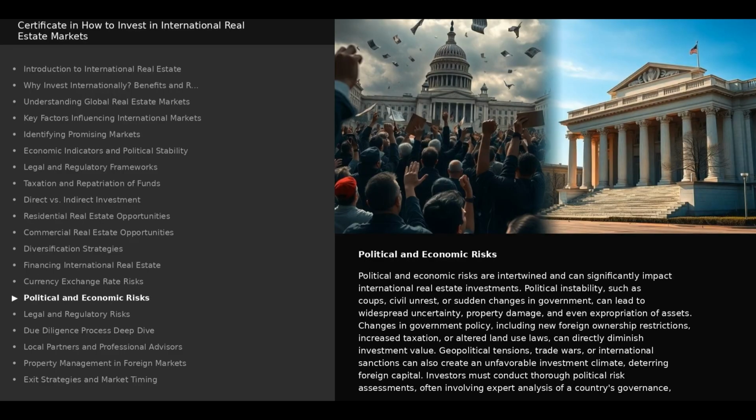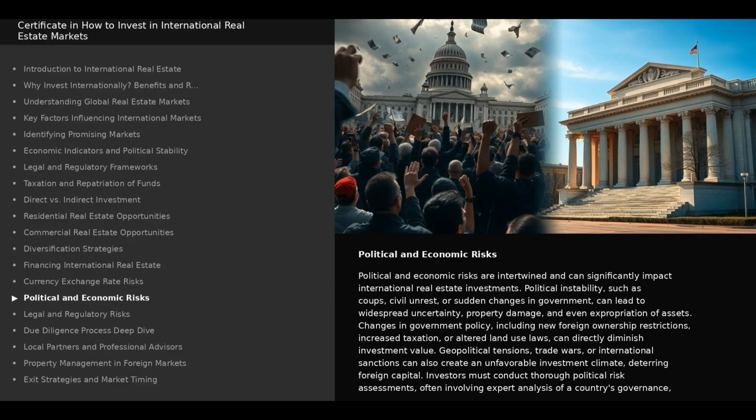Political and economic risks are intertwined and can significantly impact international real estate investments. Political instability, such as coups, civil unrest, or sudden changes in government, can lead to widespread uncertainty, property damage, and even expropriation of assets. Changes in government policy, including new foreign ownership restrictions, increased taxation, or altered land use laws, can directly diminish investment value.